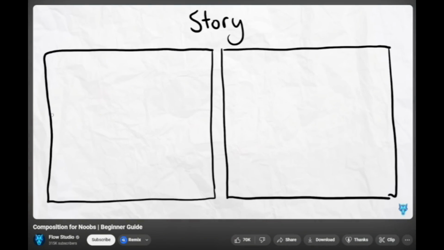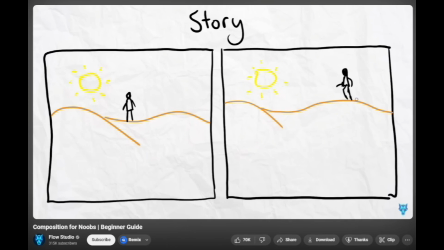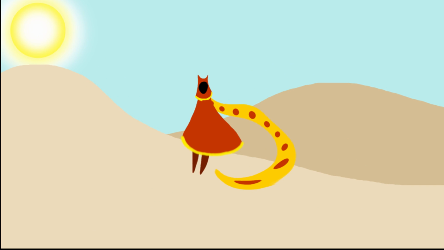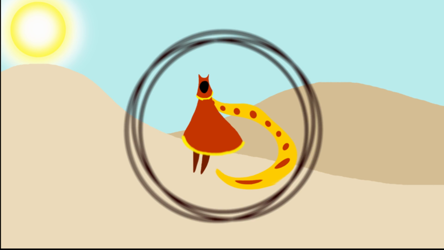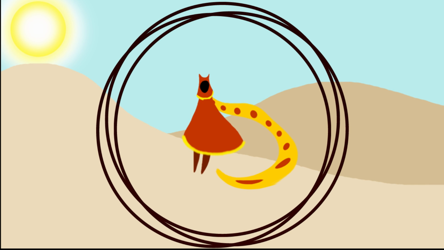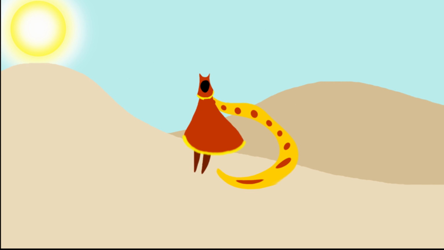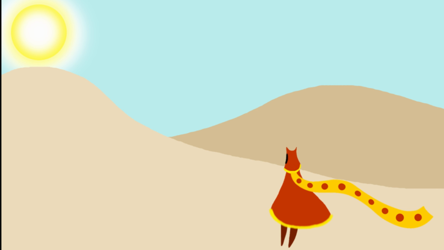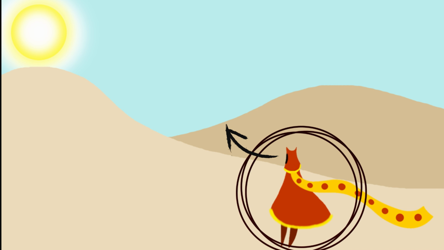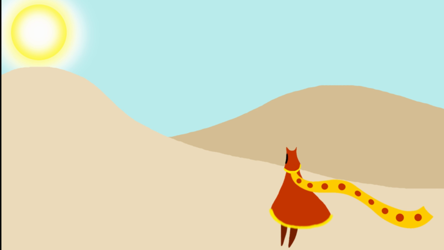Take a look at this comparison I found in Flow Studio's composition video. I redrew it because it reminded me of Journey. On the left, the character seems to have no purpose. This is accomplished by placing the character in the center and giving it a neutral pose. But on the right, the character is placed on the side and is facing a direction. Suddenly, the story is about this character crossing the desert.